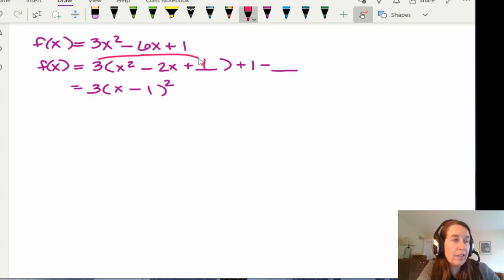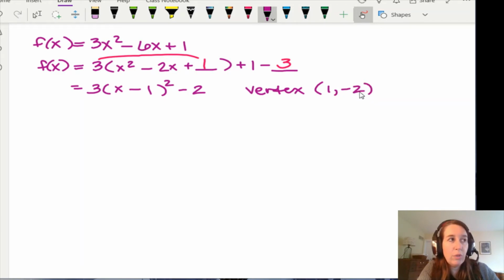All right, now remember that it's not actually -1 over here. The trick when a is not 1 is we need to remember it's actually 3 times 1, so we're really subtracting 3 here. Okay, so this part is completed, and then all we have is +1 minus 3, so that is -2. So notice that our vertex is located at 1, -2. That's h, k. And our a value is 3 from the original equation or from this form. So that's a vertical stretch.